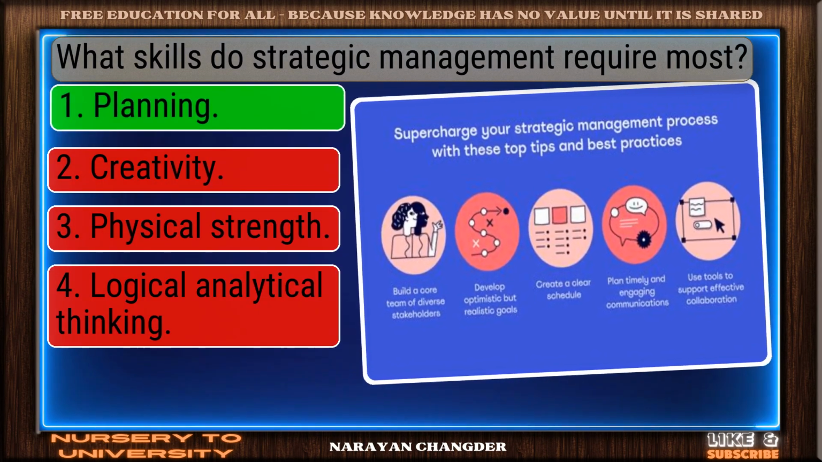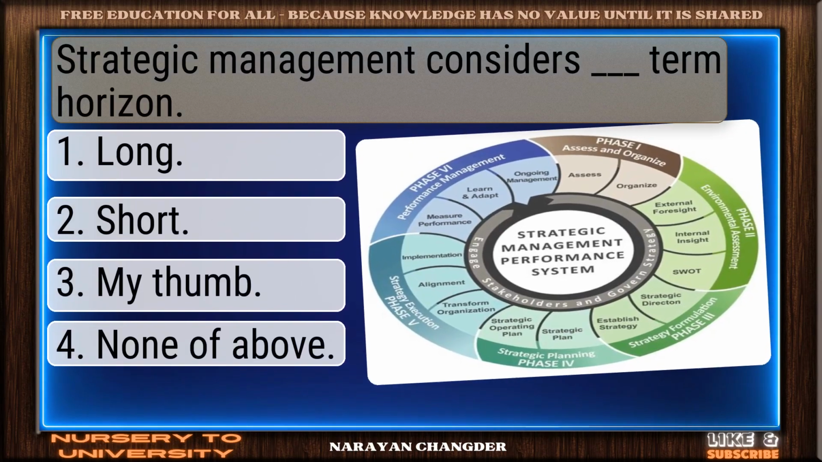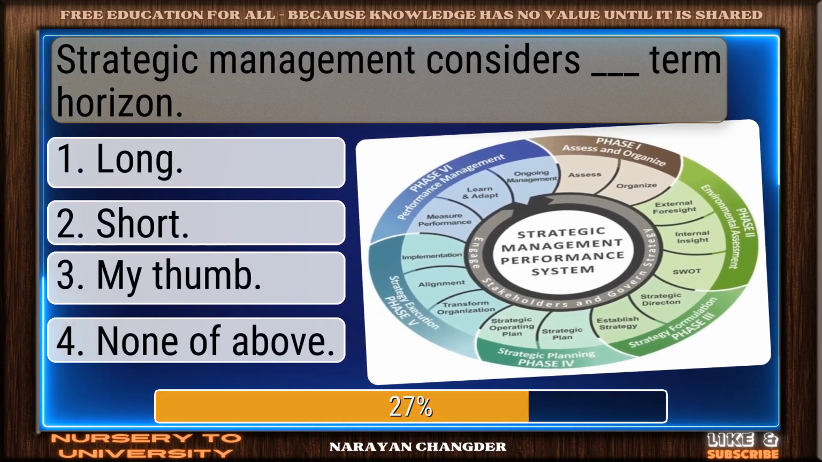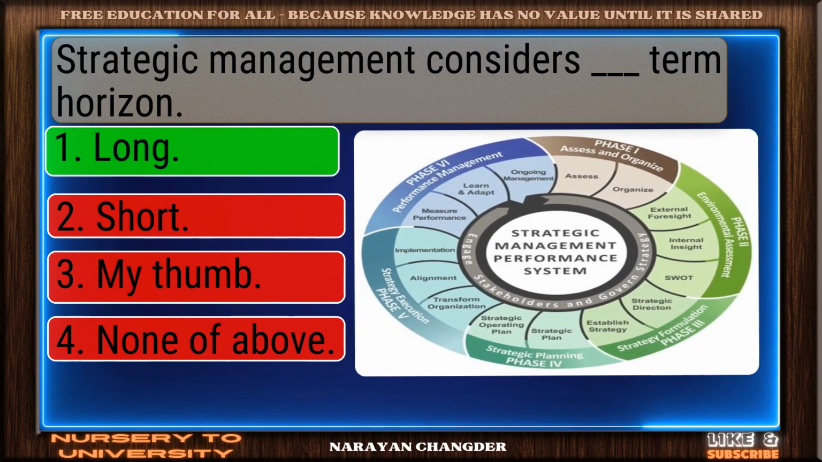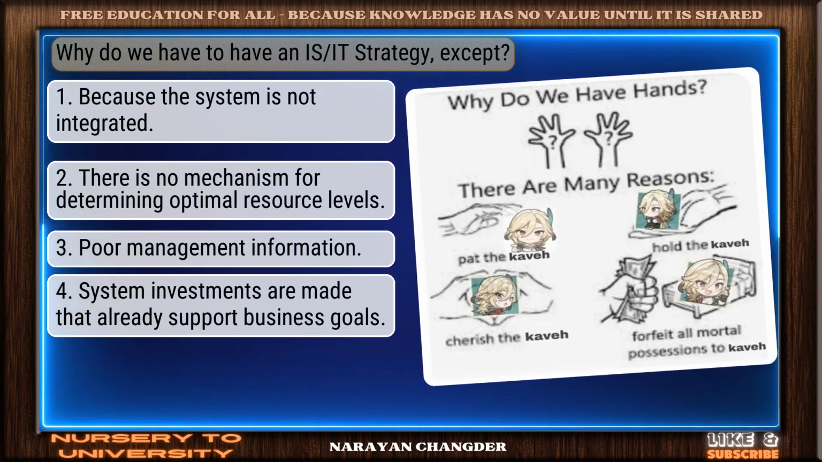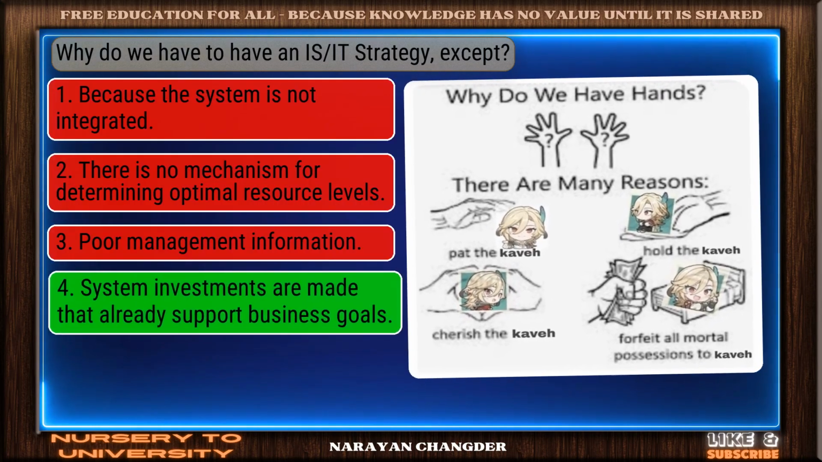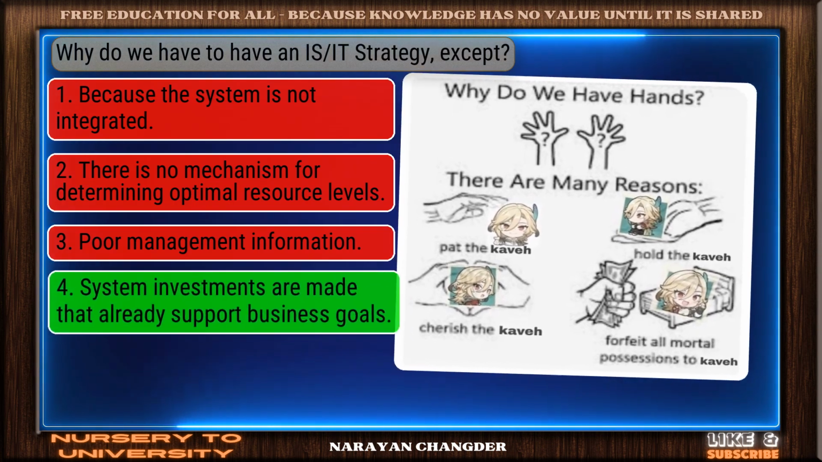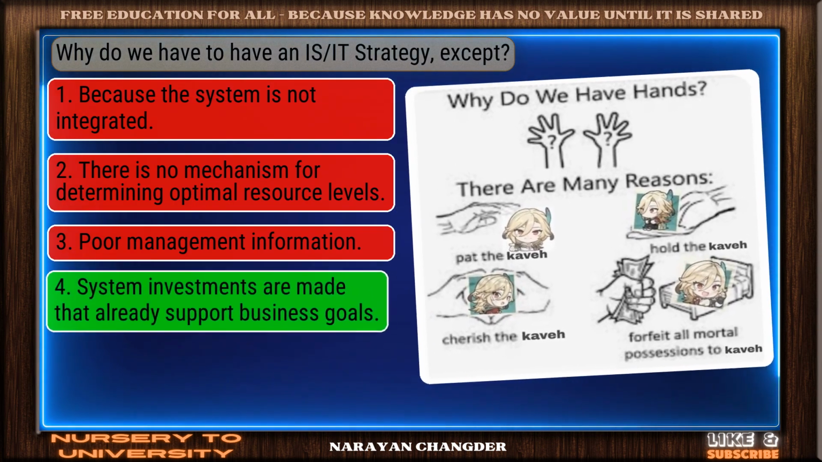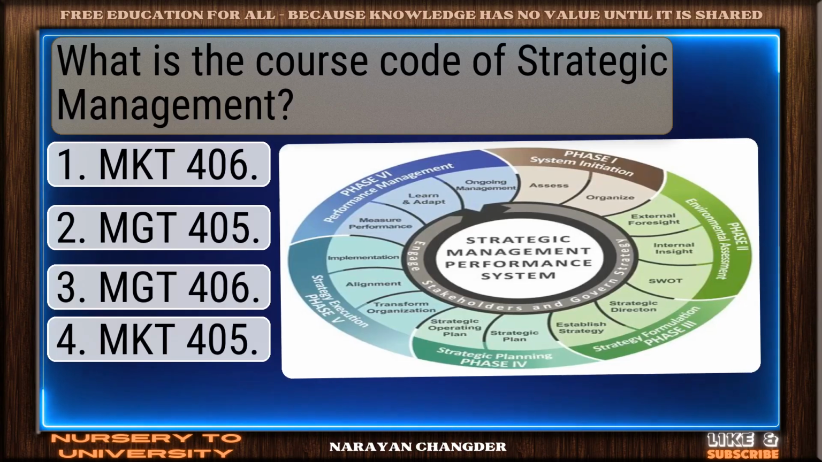Great job. Planning is the accurate answer. Strategic management considers Dash-term horizon. You got it. Your choice, long, is right. Why do we have to have an IS-IT strategy, except... Exactly. System investments are made that already support business goals makes sense, and it is the right choice.